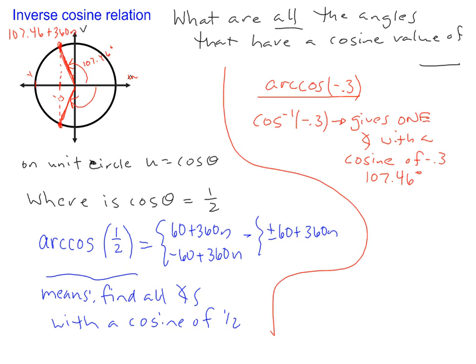Now this negative one here is going to be symmetric. I know that it's not a coincidence that this angle that I just said was 107 degrees goes to the same place as the negative one does. This is negative 107.46 degrees plus 360n. So that tells me that arc cosine of negative 0.3 is plus or minus 107.46 plus 360n.